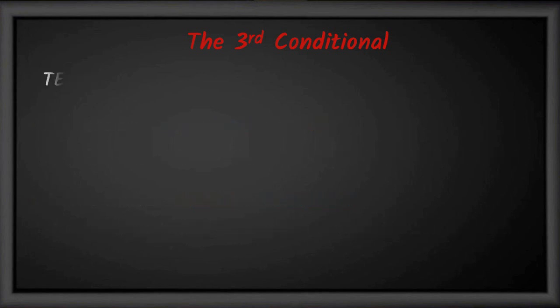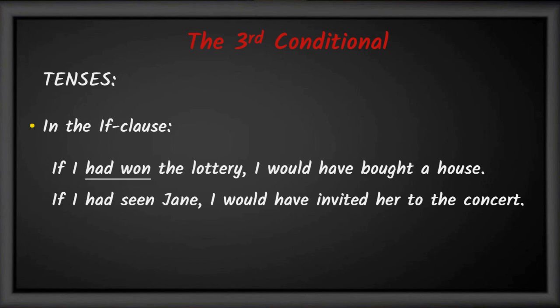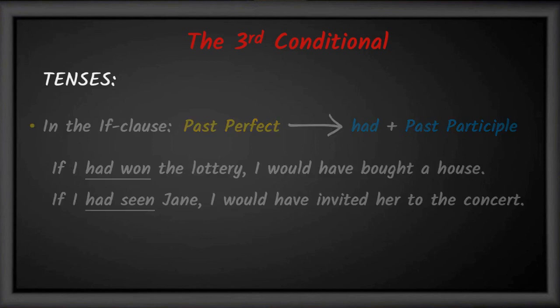Now let's talk about the tenses of each clause. What tense are the verbs in the if clause? Let's take a look at our examples. What is this tense? Had won, had seen. Yes, it's the past perfect. And how do we form the past perfect? Well, we form the past perfect by using had plus a past participle. You know, the verb from the third column.